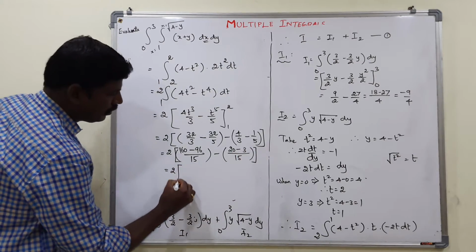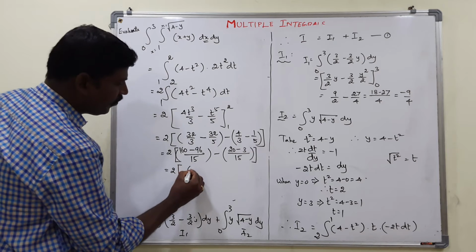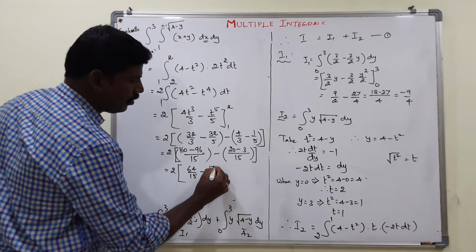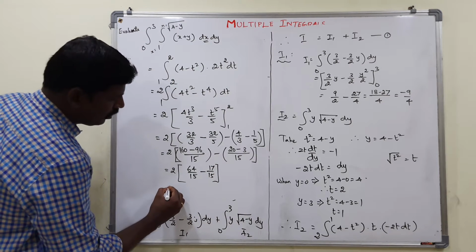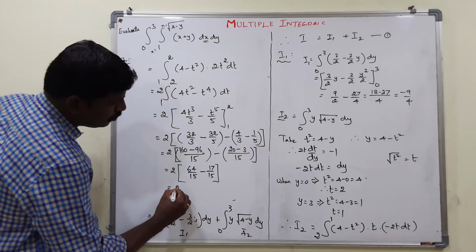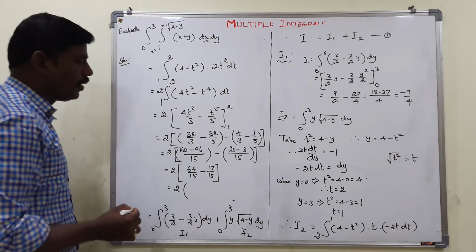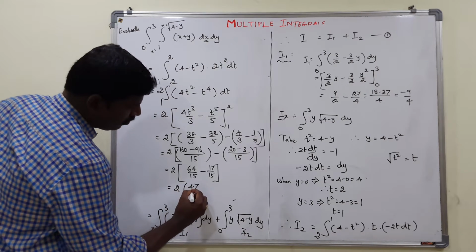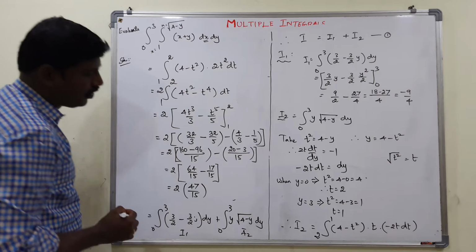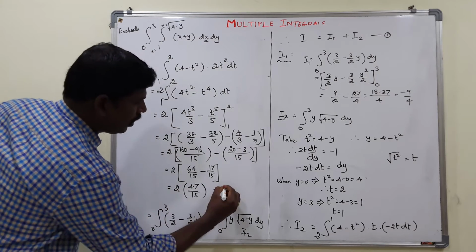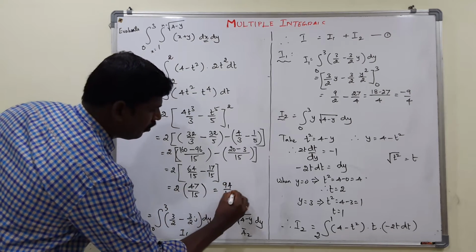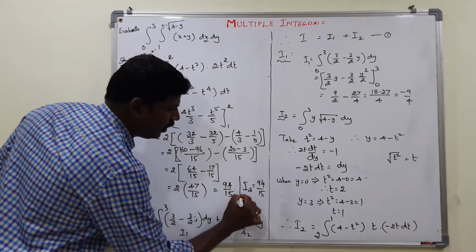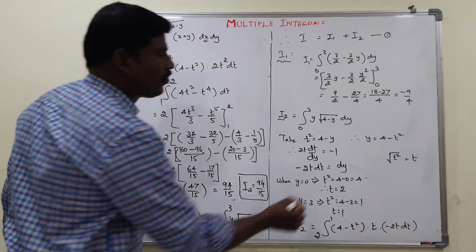So 2 into, so what? 64 by 15 minus 17 by 15. So that is equal to 2 into, how much? 64 minus 17, 47. 47 by 15. Multiply by 2, 94 by 15. So this is the integral value of I2, 94 by 15. Right? After finding I1 and I2.